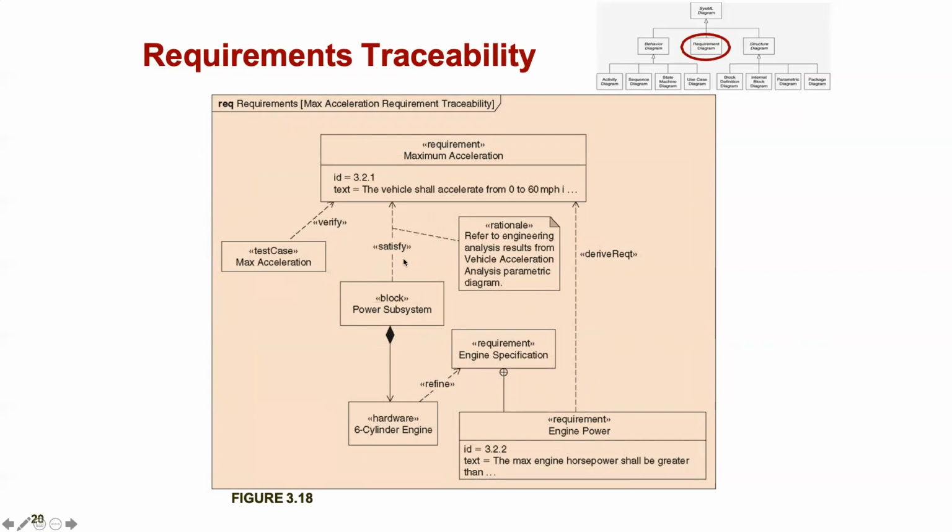This is the kind of thing that you can have: verify, satisfy, refines. We can see in a pictorial fashion various levels of requirements that are laid out and then linked with one another in different fashions. The different types of links that we can make are starting to be shown here, and that's spelled out in the specification as well as in the textbook.